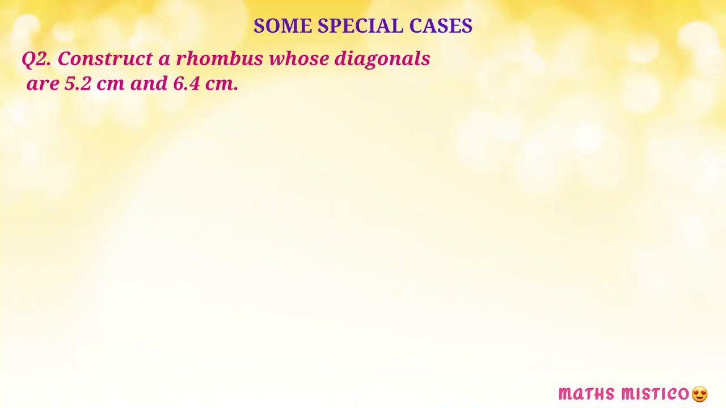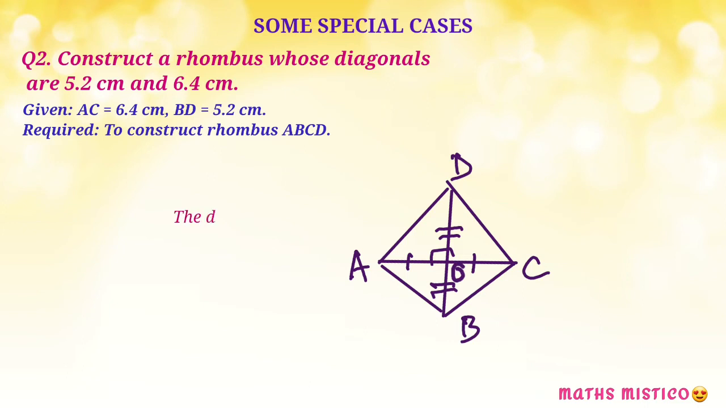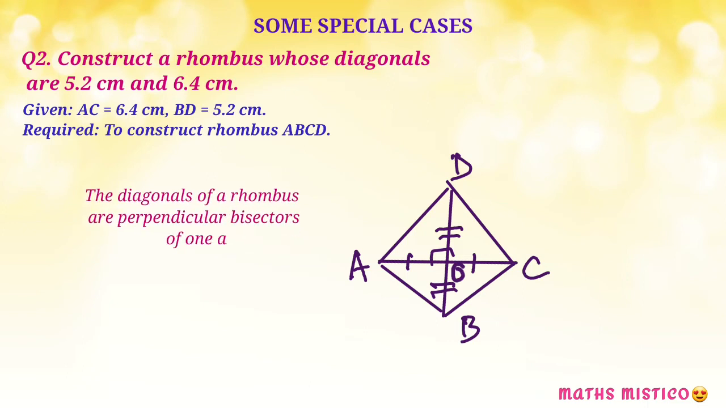In the second example, we are asked to construct a rhombus whose diagonals are given to us. As no name is given, we will consider a name by ourselves. So let's draw the rough figure for that. I am naming this figure as ABCD. You can name it in any way. Now we are going to use the property of rhombus, which says that the diagonals of a rhombus are perpendicular bisectors of each other. This means the point O of intersection of these diagonals will divide both of them into equal parts. So OB and OD will both be equal to half of 5.2 centimeters, that is 2.6 centimeters.